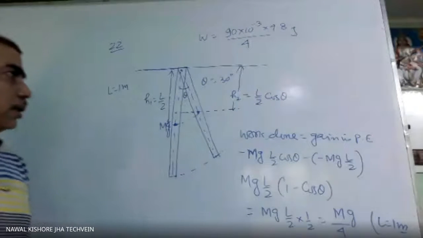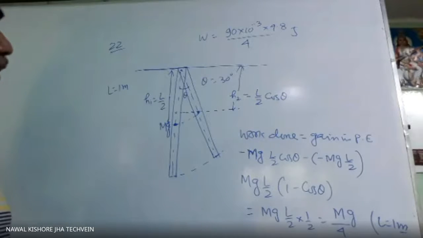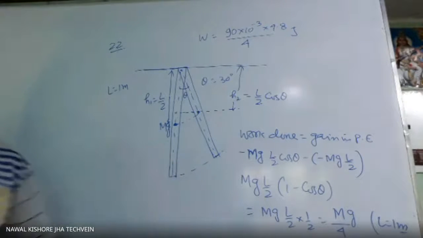30 degrees there. H2 is L by 2 cos theta. That is also correct. Yes, correct. No problem. This way only we have to do it.